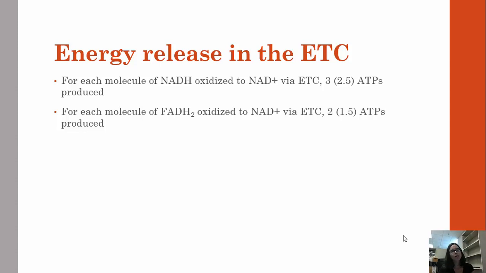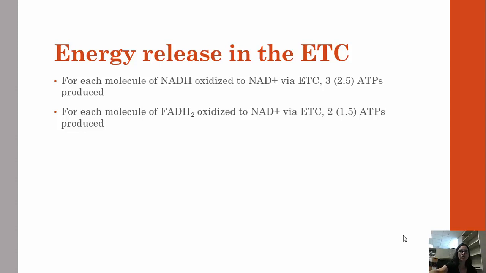Okay, so how much energy do these co-substrates or cofactors that donate the electrons produce? Well, I got a little typo here, but hopefully you can deal with that. For each molecule of NADH that is oxidized to NAD, 3 ATPs are produced. For every molecule of FADH2 oxidized to FAD, there's the typo, via the electron transport chain, 2 ATPs are produced.